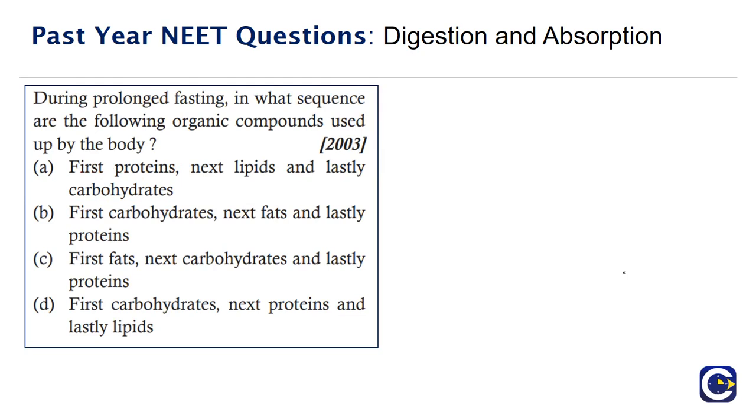During prolonged fasting, in what sequence are the following organic compounds used up by the body? This is a fact we have to remember. So the first to get depleted is carbohydrate, and next it's fat, and lastly it's protein. That's why when we fast, first we feel hungry, and then the fats get depleted, and then you can see a reduction in body mass. The person gets lean. That is due to the wasting of muscles, also called protein getting spent.